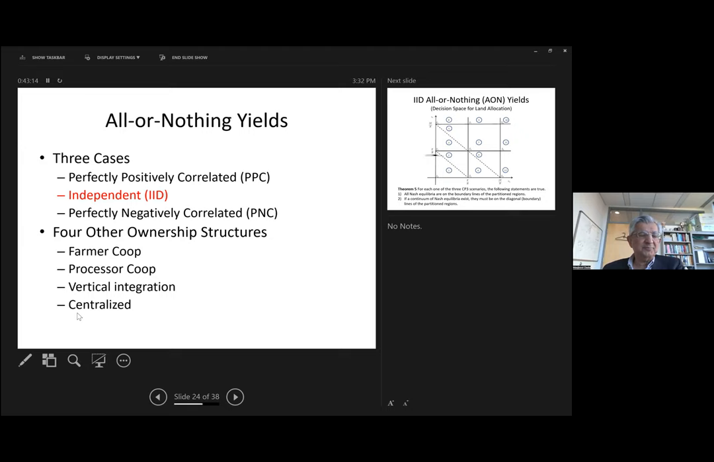And just as a benchmark, we use centralized planning to show how our results change. In a planned economy, you can easily think of a centralized structure. So in a way, the centralized structure is first best, and our decentralized structure is not first best. And the question is, how close can we come to the first best equilibrium in this problem?